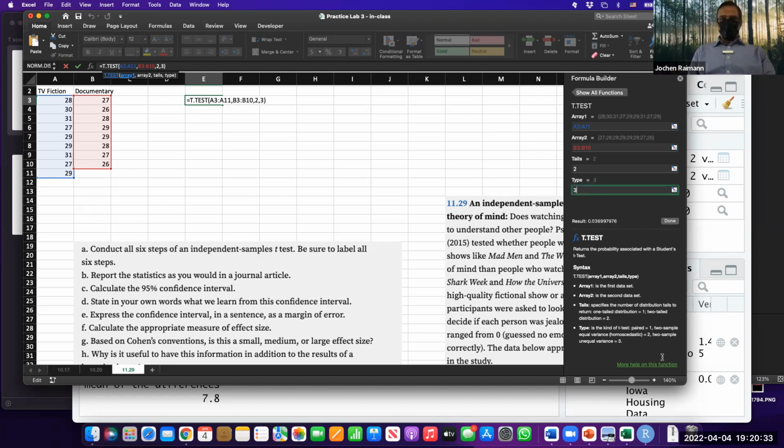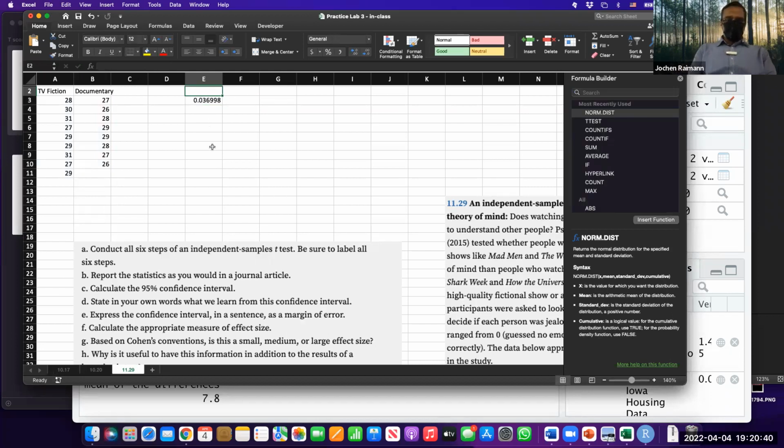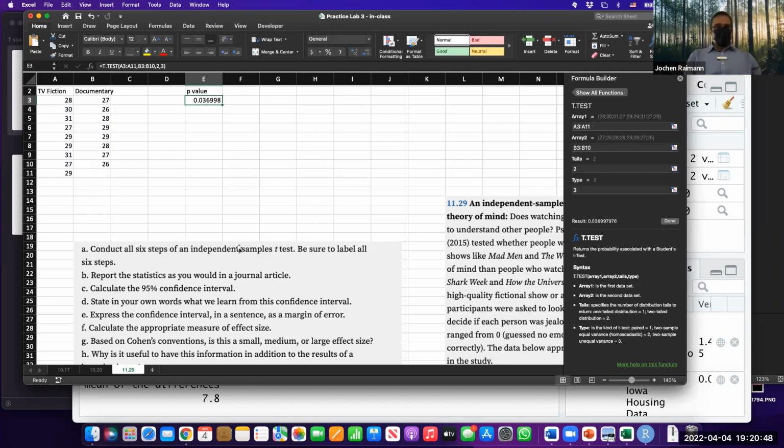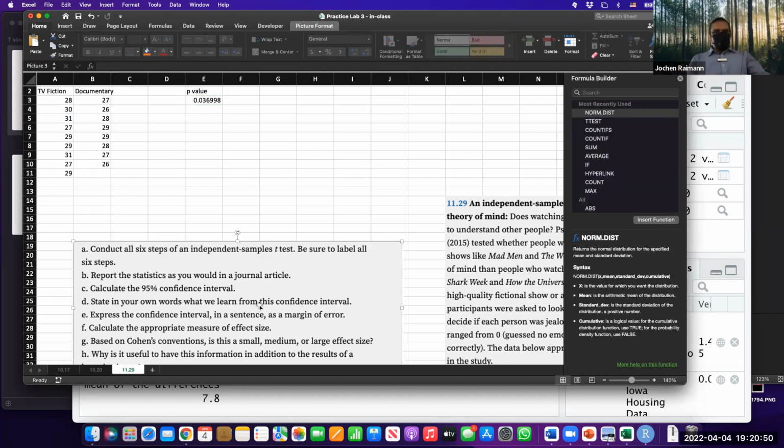So 3. Then you press done, and that gives you the p-value. And this p-value here is 0.0369 something. State in your own words what you learn from this confidence. Okay, the confidence interval is, well, we know, SD.